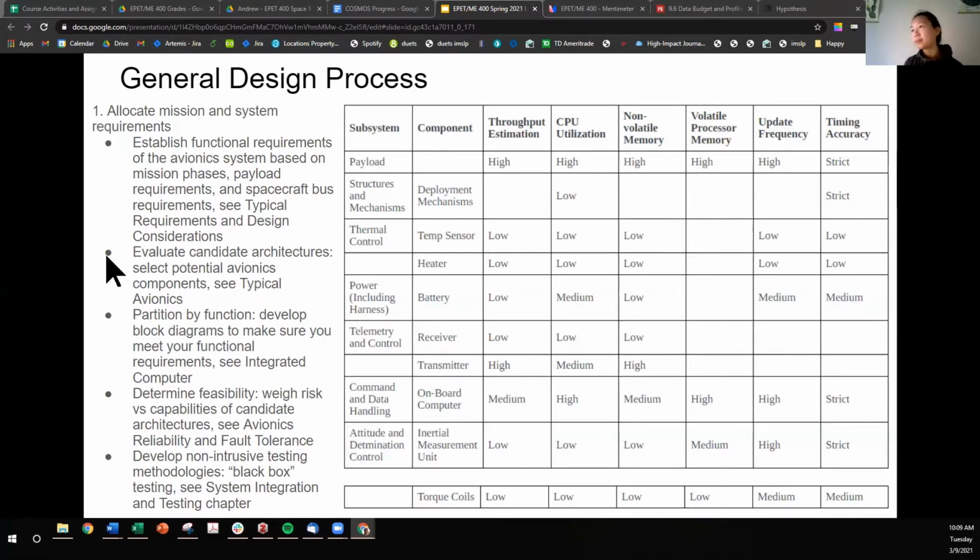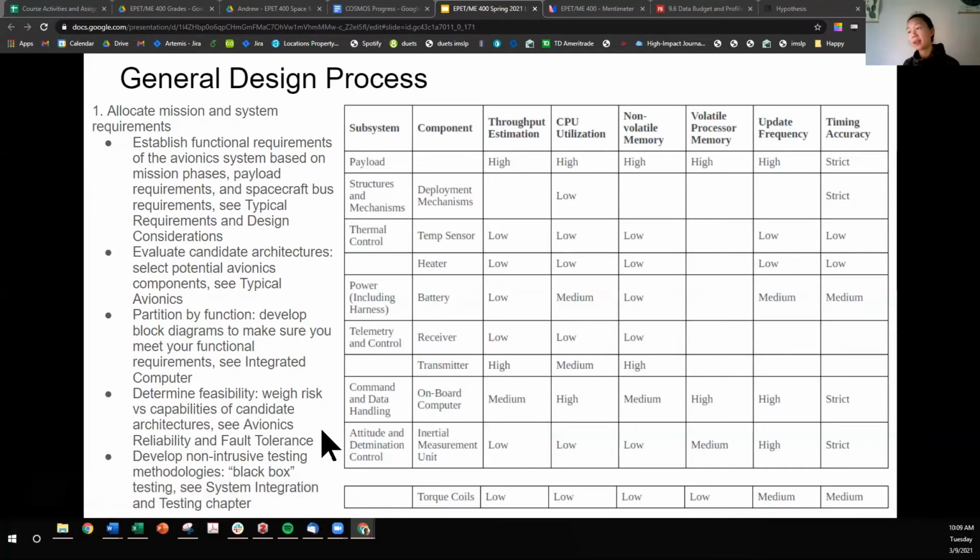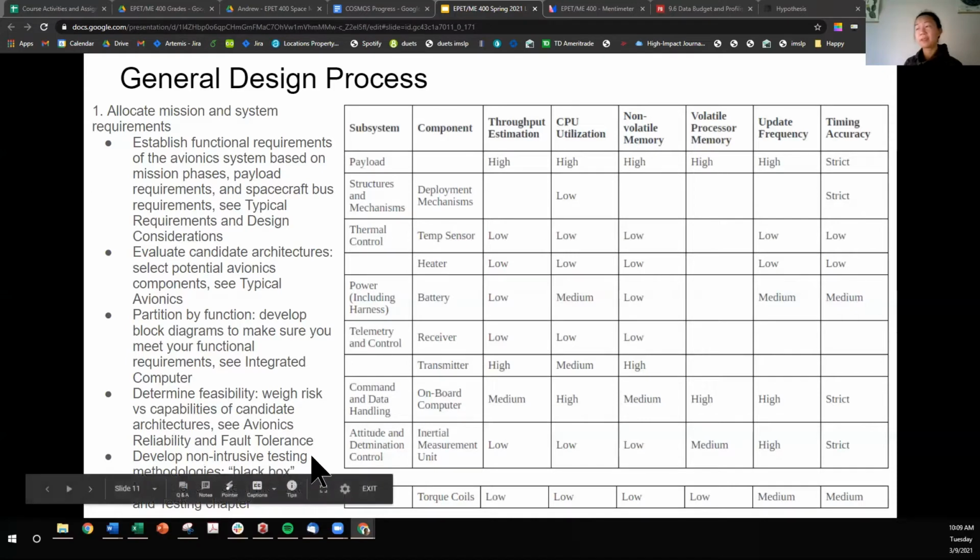Okay, you can then evaluate candidate architectures. We'll be talking about avionic components next lecture. You can develop block diagrams to make sure you meet your functional requirements. You can conduct trades and determine feasibility. We'll talk about avionics reliability and fault tolerance at the end of the week. And then you can also develop non-intrusive testing methodologies. It's good to do this to think about how you would test your system so that you build a system that is verifiable.